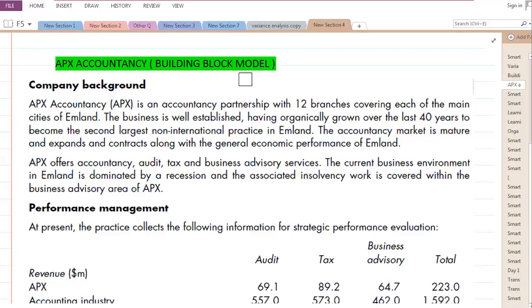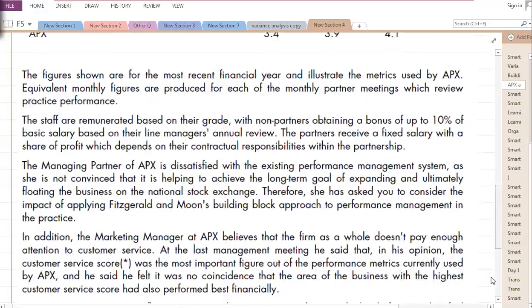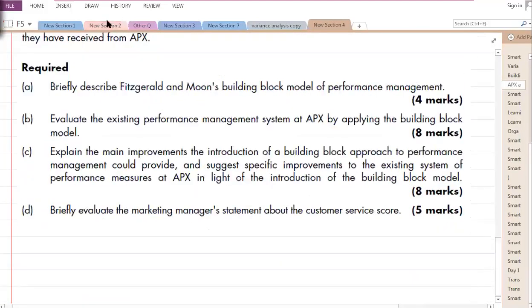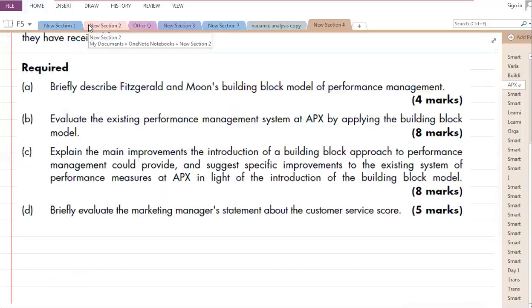APX accountancy is an accountancy firm, so it's in the service industry. As we said, the building block model is for the service industry. Now we'll see the requirement first of all. We'll spend some time on the requirement. It doesn't matter if you spend a little extra time on the requirement for complex questions, because you need to understand the question in order to answer it.